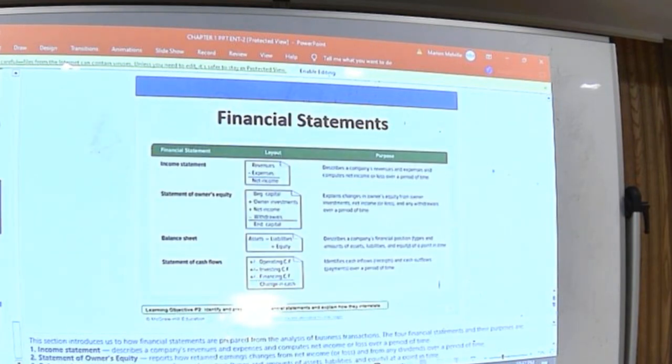And this is an important slide, really tells you what these four basic financial statements encapsulate. Okay, so the first one is the income statement. Revenue minus expense, net income. What came in minus what went out.